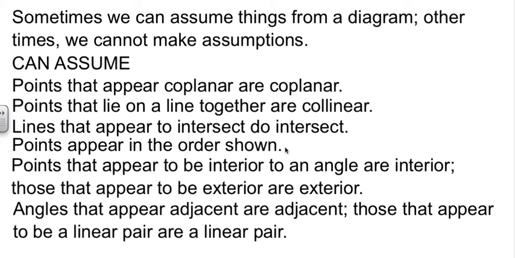You can, in fact, assume that if it looks like it's interior to an angle, it is. If it looks exterior to an angle, it is. If it looks like two angles are adjacent to each other, if it looks on the picture like they have the same side, and they're right next to each other, they really are. They're not slid just a little bit apart to try to trick you. And if it looks like they make a straight line, you can assume they in fact do make a straight line. They're not going to try to trick you with that. Those are things you can assume.